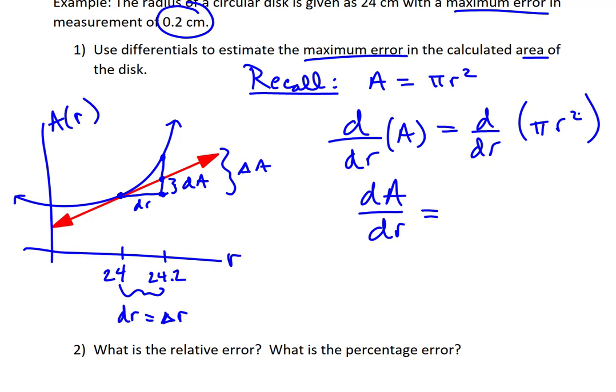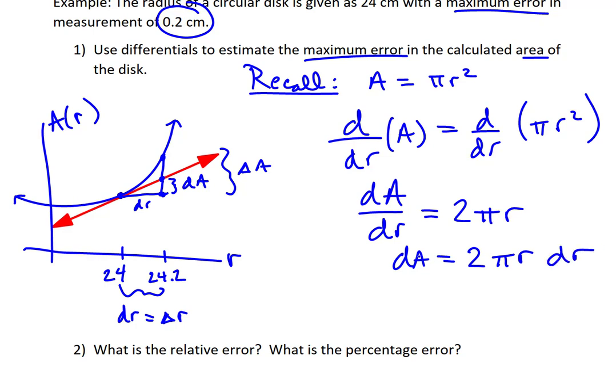So I'll use the power rule down in front to make this 2 pi and then r to the first, which you don't have to write. So really dA over dr equals 2 pi r. And then you can simply multiply both sides by dr, as we saw above in our notes, to get dA equals 2 pi r dr.